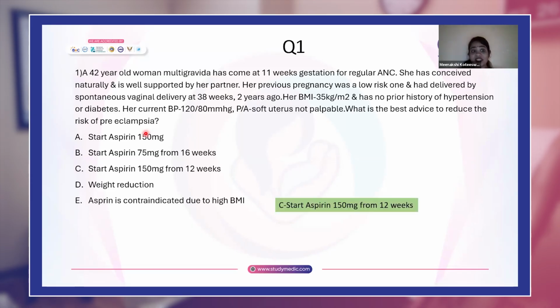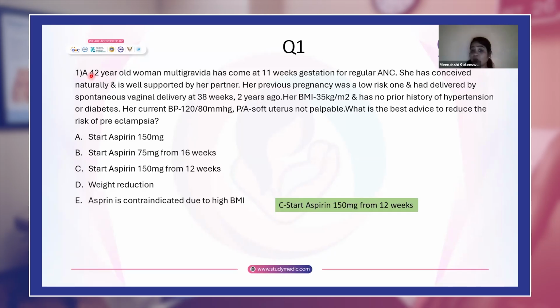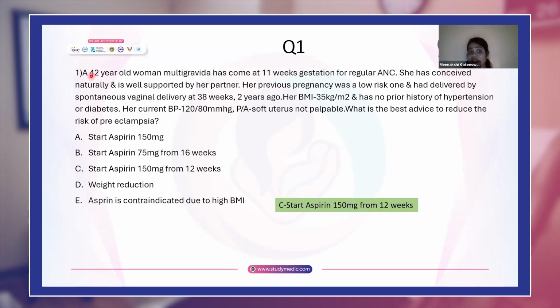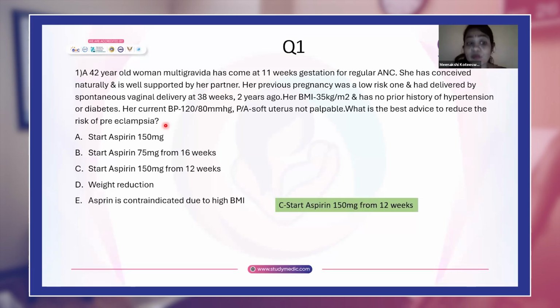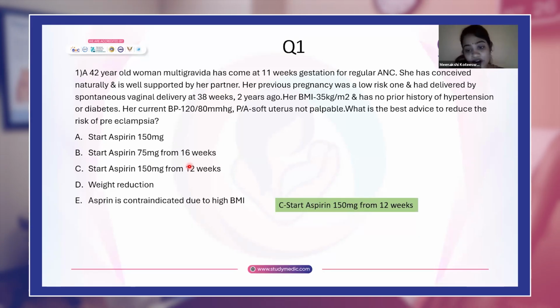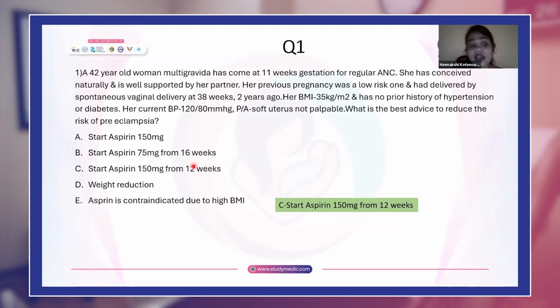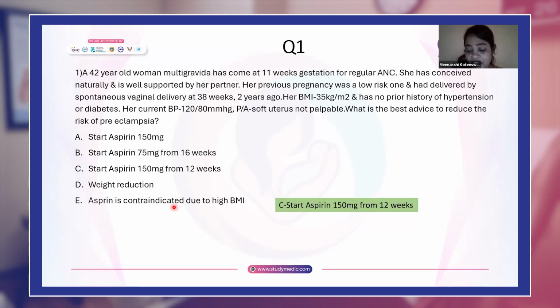As you can see, she is above the age of 40, right? That is one risk factor you can look into. Secondly, she's also got a BMI of 35. Previously she had a low-risk pregnancy, but currently she wants advice regarding reducing hypertension. Yes, start aspirin 150 milligrams, but from when? You've got better options, so choose them. From 16 weeks, not recommended. From 12 weeks, yes. Weight reduction, we don't recommend once she's pregnant, and aspirin is contraindicated due to BMI.